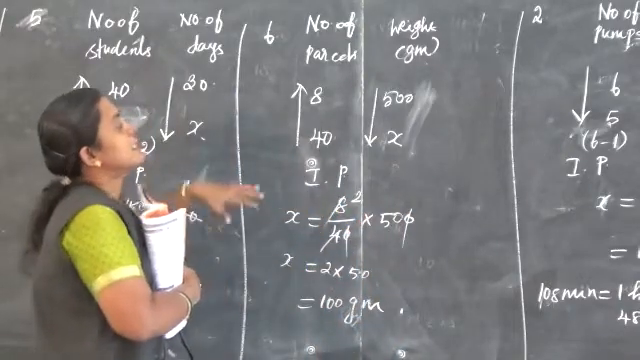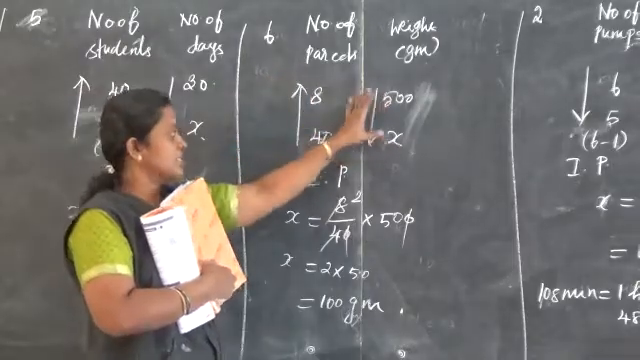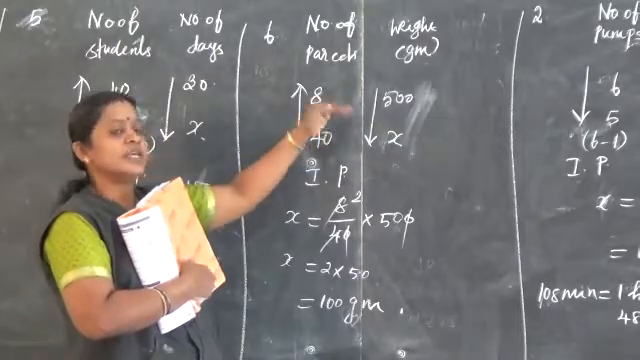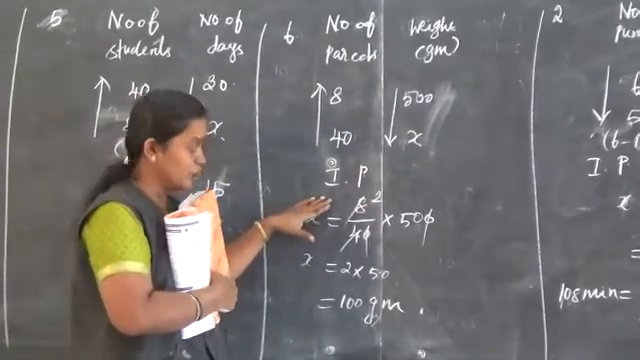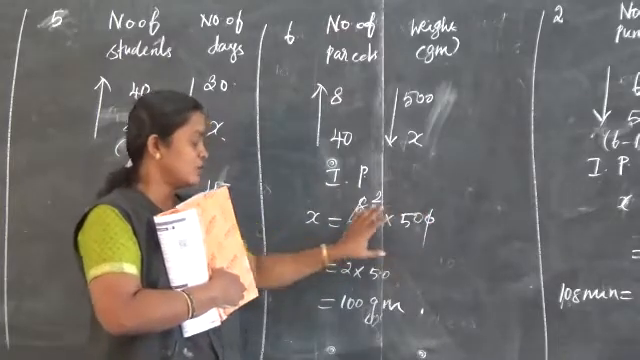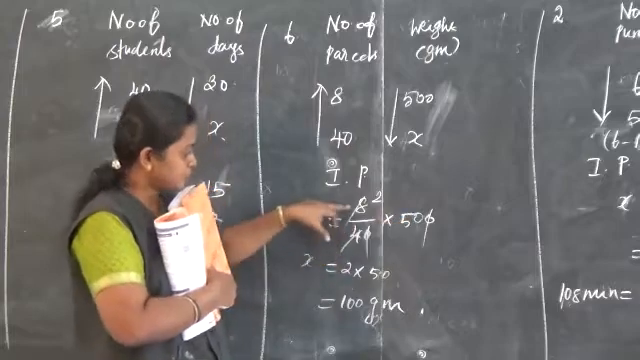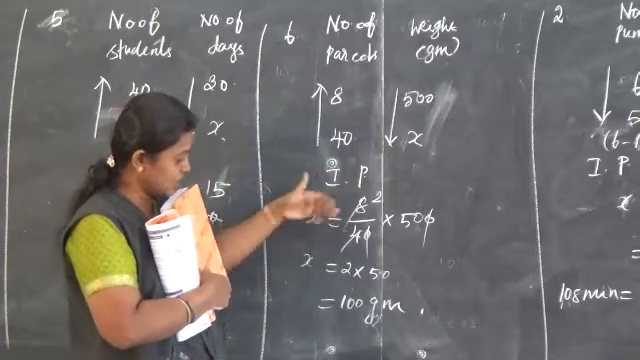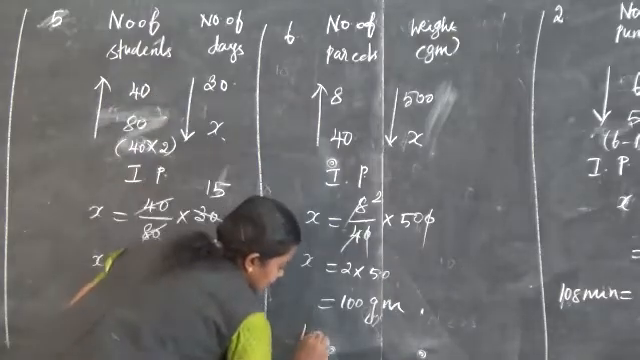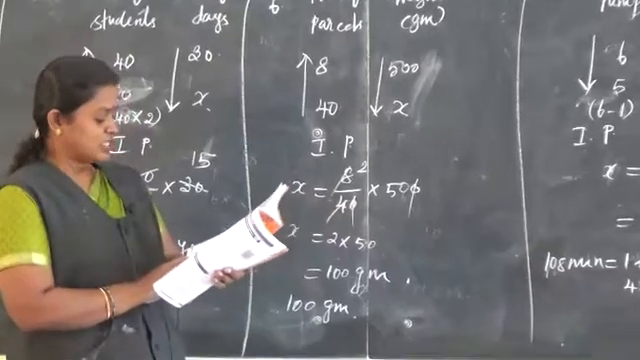Once again I am explaining. For 8 parcels, 500 gram weight. Now the number of parcels is increasing, 40 parcels, so definitely the weight will be less. So it is an inverse proportion. As it is, you should write 8 by 40 into 500. Don't forget, as it is, you should write. Cancelling 0 0, now 2 4s are 8, so 2 into 50, x equal to 100 grams. Weight is 100 gram.